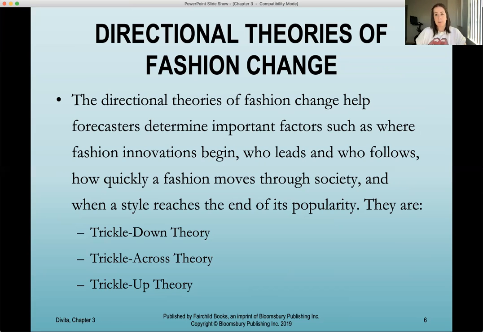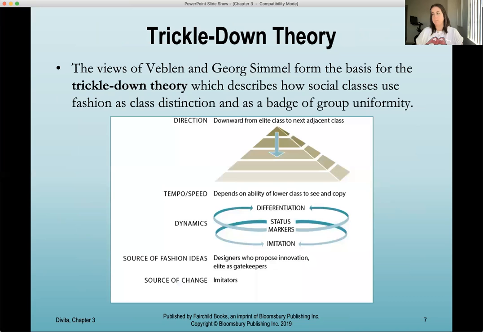There are 3 theories that explain this. First is trickle-down theory, second is trickle-across theory, and lastly is the trickle-up theory. First, trickle-down theory, okay? The views of Veblen and George Simmel form the basis for the trickle-down theory. This describes how social classes use fashion as class distinction, okay? How to separate themselves from other classes and as a badge of group uniformity.